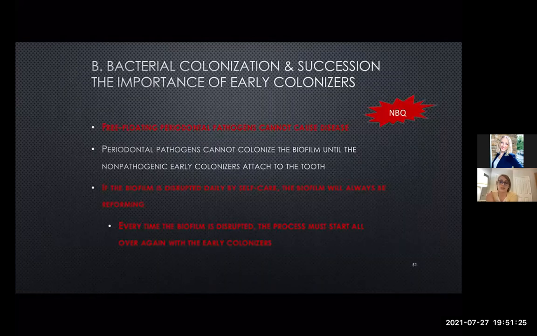So early colonizers, the free-floating periodontal pathogens, cannot cause disease. I've said that twice. You know what that means. Basically, we need those non-pathogenic early colonizers before we can expect that pathogenic bacteria to come into the environment. As soon as we disrupt biofilm, it starts reforming. Remember, within minutes, we have the pellicle formed, and then the bacteria start attaching right away.